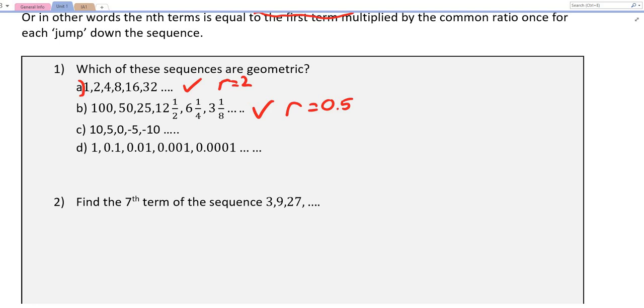Is this geometric? 10, 5, 0, negative 5, negative 10? Yeah? No? Izzy, what do you say? Tyler reckons it's arithmetic. Do you agree with him? What do you think, Zoe? It's arithmetic? What would my common difference be? Negative 5.